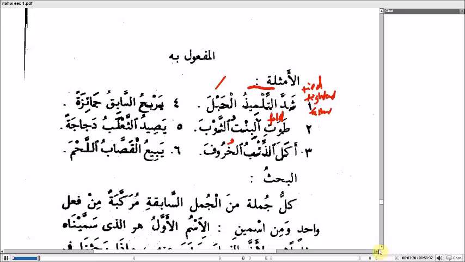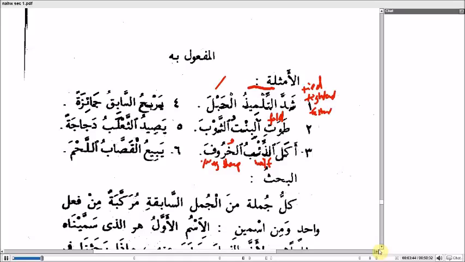Akala, to eat. Adh-dhib is the wolf. Al-kharuf is the sheep, the young sheep. طوت البنت الثوب. أكل الذئب الخروف.